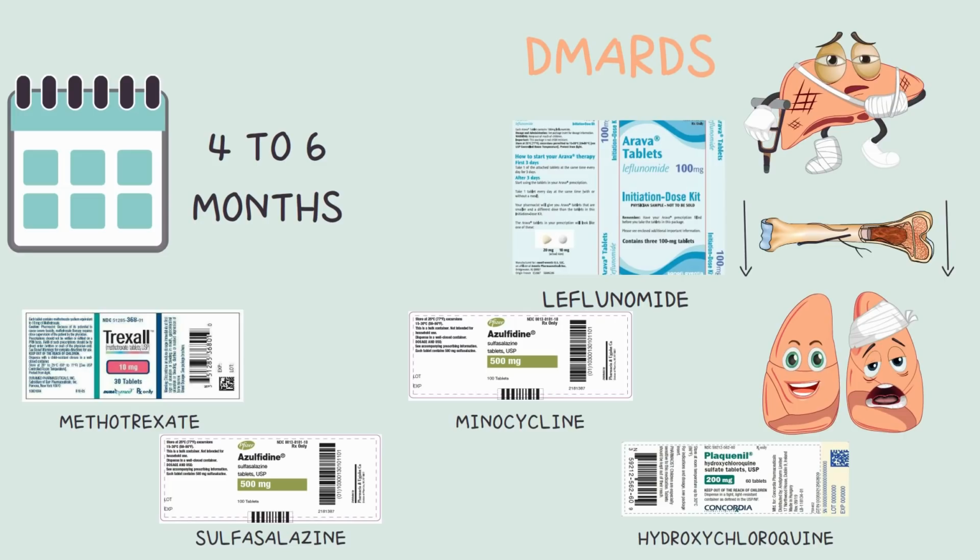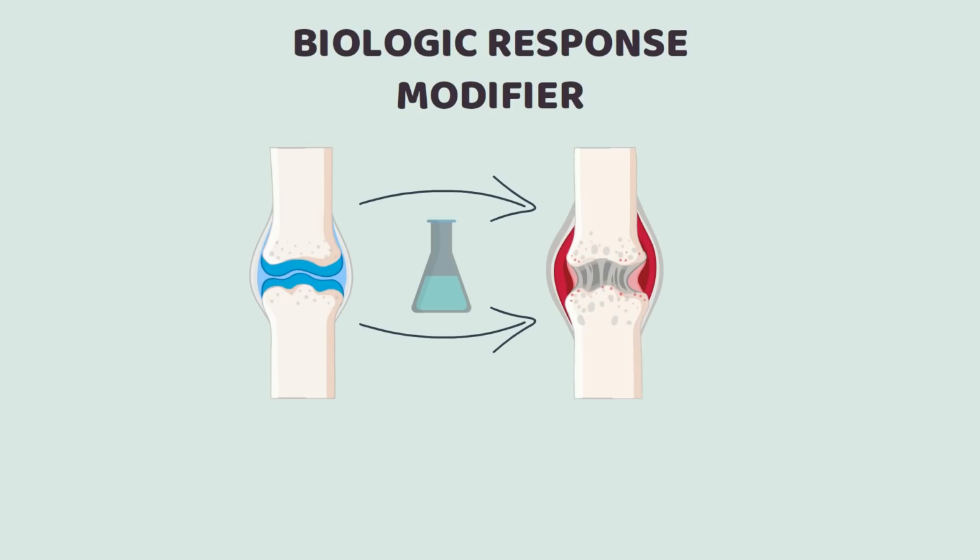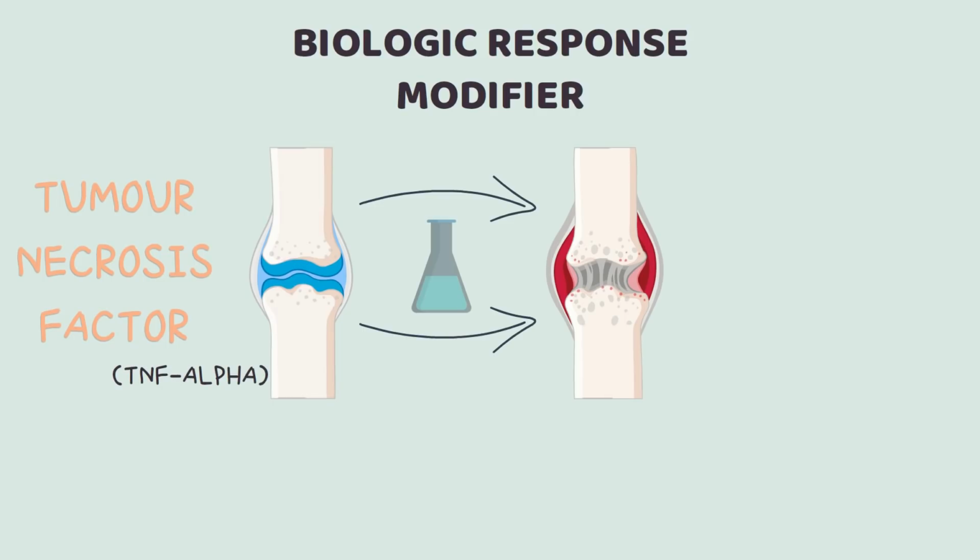One such category of drugs are known as biologicals, also known as biologic response modifiers. Now, like we discussed, in rheumatoid arthritis, your immune cells produce certain chemicals that play a role in damaging your joint membranes, which lead to symptoms like pain, swelling, and tenderness. One such chemical is tumor necrosis factor alpha, also known as TNF alpha. TNF alpha causes the release of other inflammatory chemicals like interleukin 1 and interleukin 6. These interleukins in turn lead to more inflammation and bone and cartilage destruction.